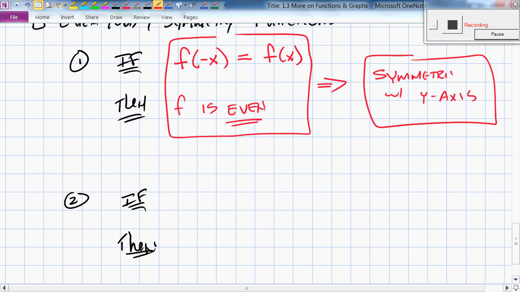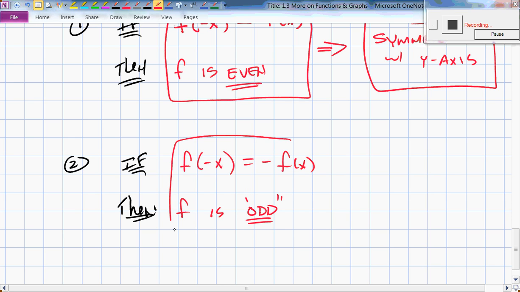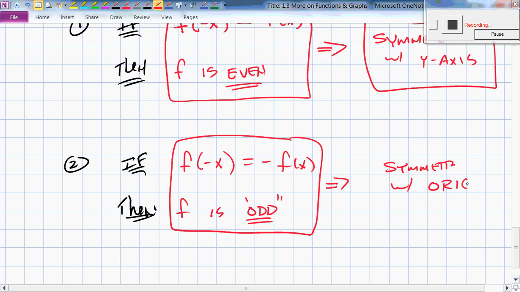Now, some functions are odd, and that is the case if f of negative x is equal to the negative of f of x, then we say f is what's known as an odd function. If your function is odd, then we're guaranteed to have symmetry with the origin. Now, what does that mean? What's symmetry with the origin mean? Anybody have any ideas? Thoughts?